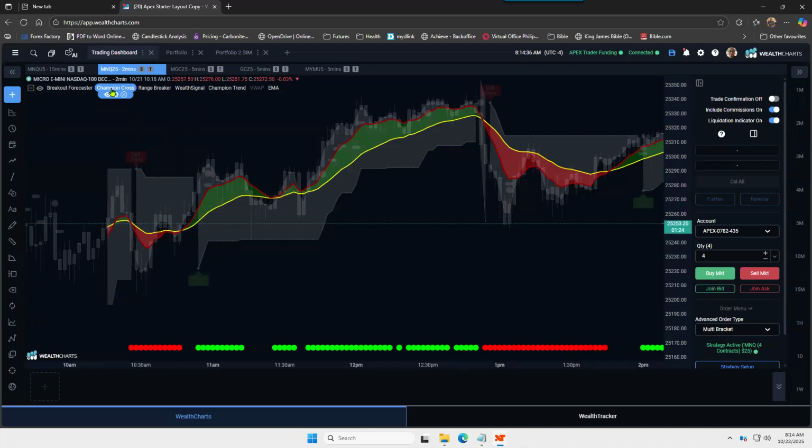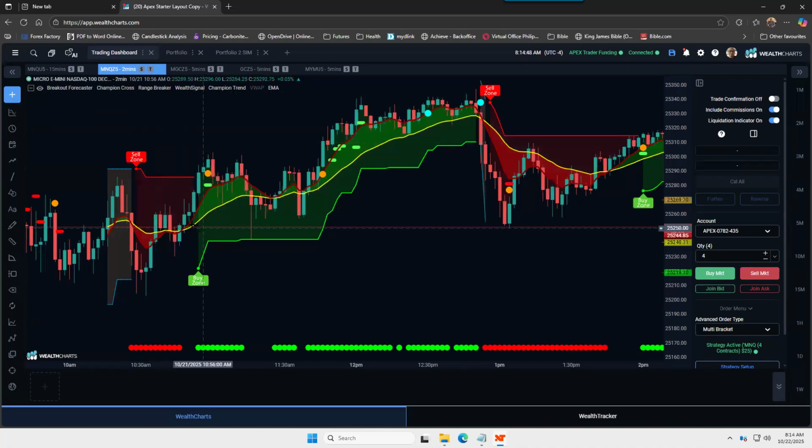Now, also what we have here is what we call the champion cross. That champion cross is based on two moving averages, and I figured that out. One is a 21 EMA, I believe, and the other one, I'm assuming, is a 50 EMA. The 50 EMA is the slow one, the yellow one, and the 21 EMA is the faster one.